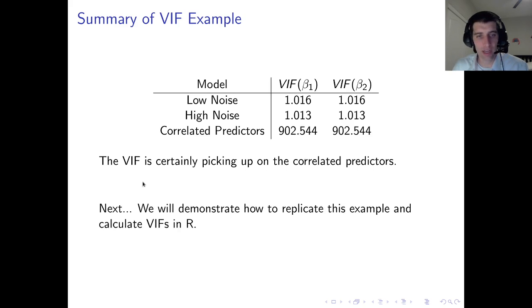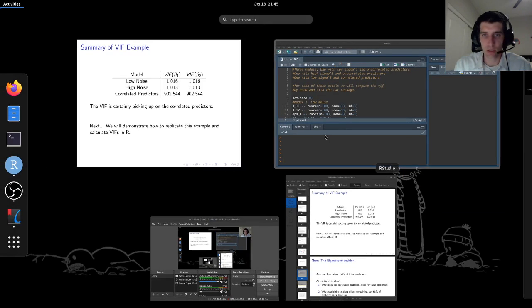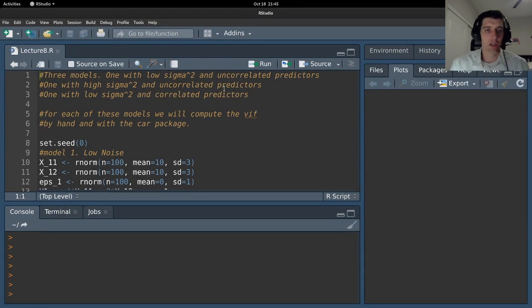Okay, so next we're going to demonstrate how to replicate this example, how to do the simulations. We'll do that quickly, and we'll spend more time on calculating VIFs in R. So let's jump over to R here. Here I will construct three models, the three models that I talked about: low variance, high variance, and low variance with correlated predictors. I'm going to compute the VIFs by hand and with the car package, the companion to applied regression.